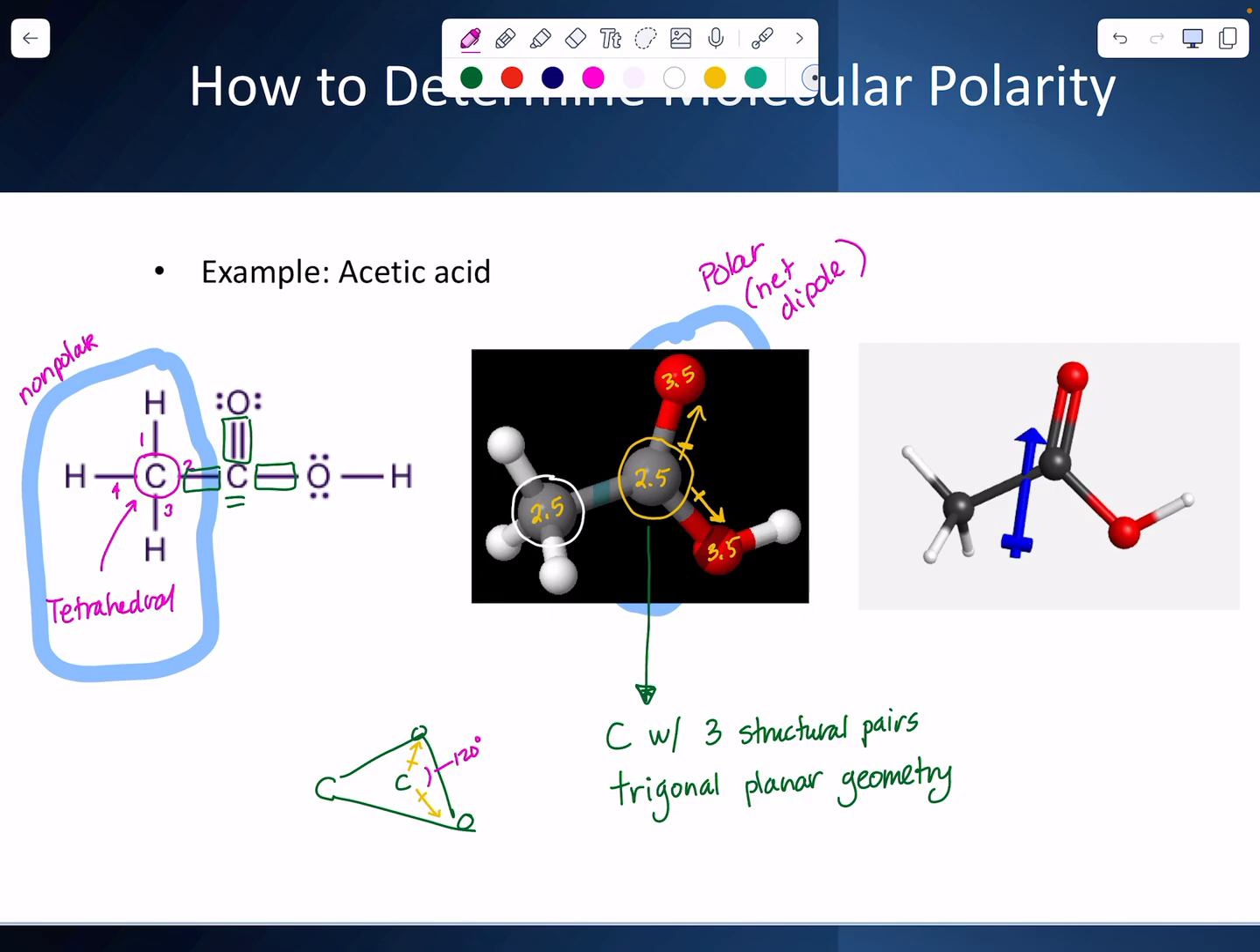And then the last portion of the molecule, we've got an oxygen as our molecular center. This oxygen is very much like the oxygen in water. It's attached to two atoms, and it has two lone pairs, so it's 4 structural pairs and 2 lone pairs.